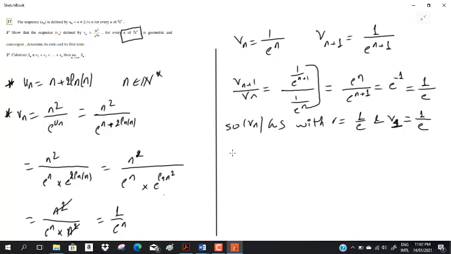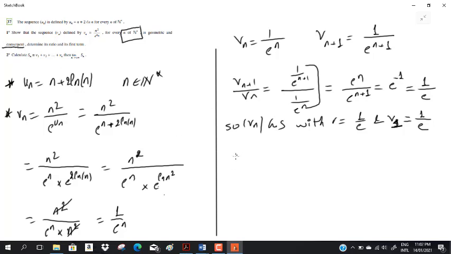Okay, v1 equals 1 over e. And determine its ratio and first term. Okay, very good. He didn't ask whether it is geometric and convergent. How do we know that it's a convergent sequence?